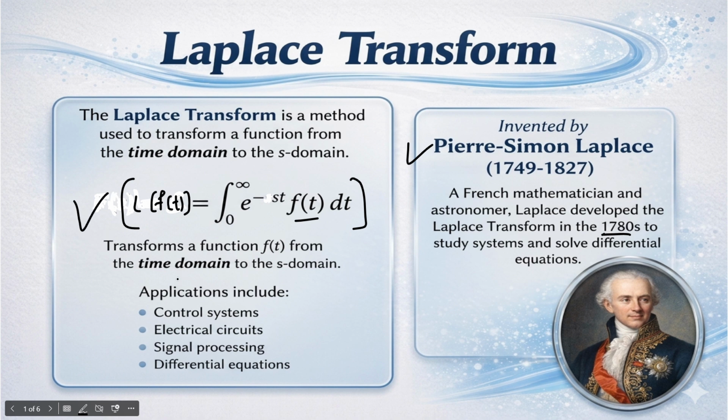Laplace transform is mainly used in control systems, electrical circuits, signal processing and differential equations. This method is mostly used to transform time domain to S domain. If you have to convert any entity from time domain to S domain, that time we use Laplace transform. Mostly in electric circuits, control systems or signal processing, we use Laplace transform.